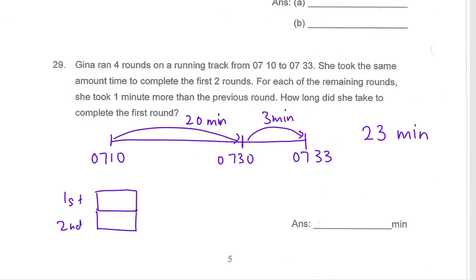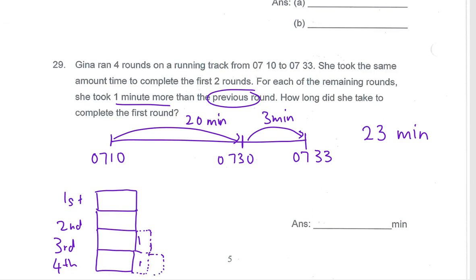For each of the remaining rounds, she took 1 minute more than the previous round. So at the third round, she's going to take the same time plus 1 minute more. Because she's taking long, she's more tired already. At the fourth round, which is the last round, she took even longer. She took the same timing as the third round, an extra 1 minute. This is the meaning of what the story is. And the total duration is 23 minutes.